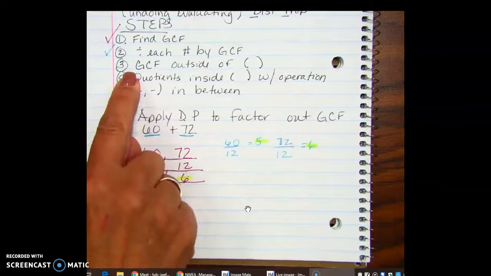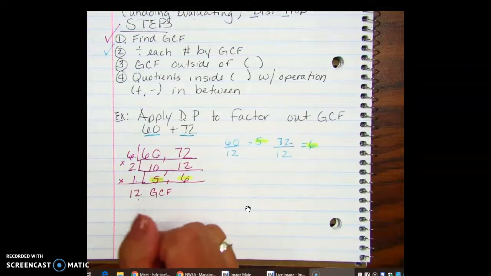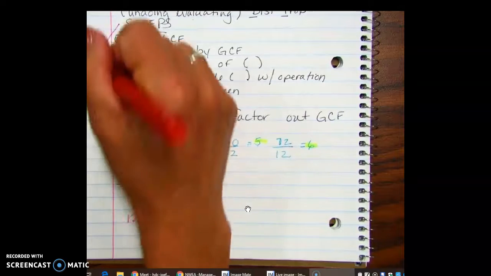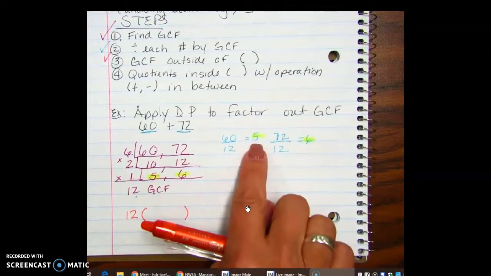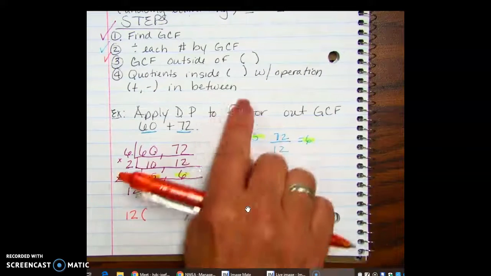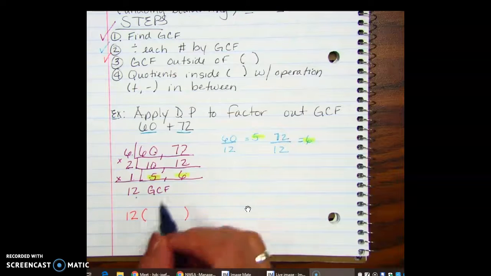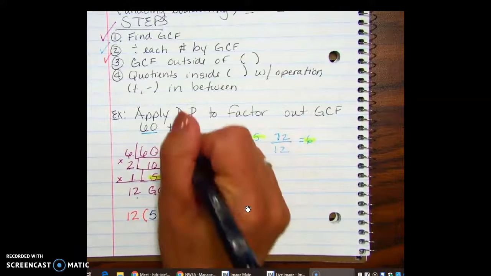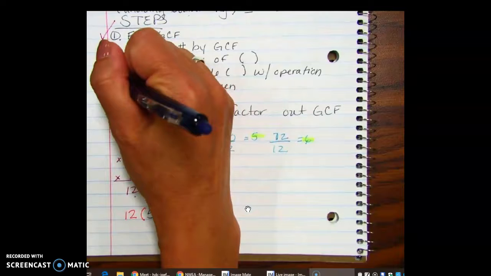Now, step 3 says to put the GCF on the outside of the parentheses. So I'm going to take my orange and I'm going to put 12 in parentheses. That was step 3. Step 4 is put the quotients. Where are my quotients? These are my quotients inside with the operation in between. So here we go. My quotient 5, my quotient 6. What is my operation? Adding. And that, my friends, is the end.